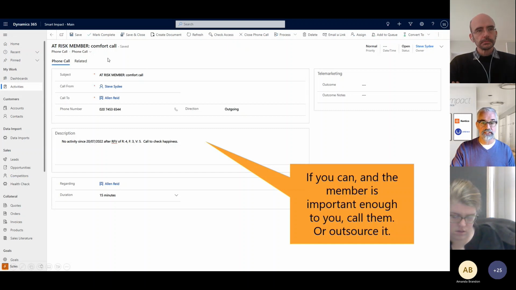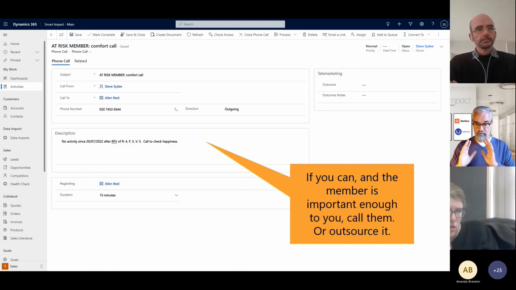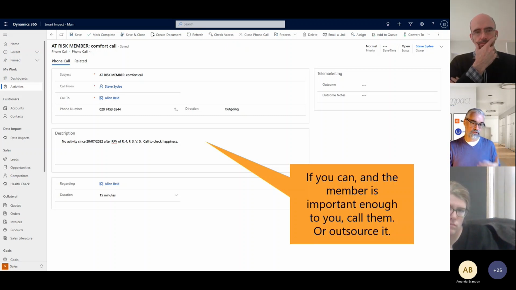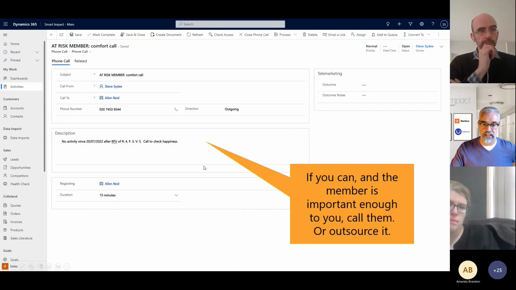But this is a system screen. The marketing automation journey has spotted that this is an at-risk member, and as part of that journey, it's created an activity for someone to call this person and slotted it into their diary. So the system's driving behavior. So third takeaway, don't underestimate calling, as well as the face-to-face we talked about at the events before.